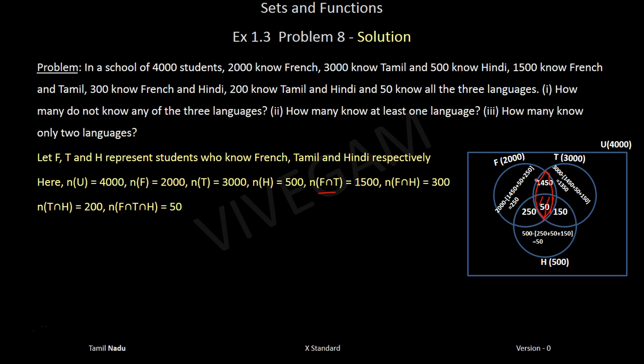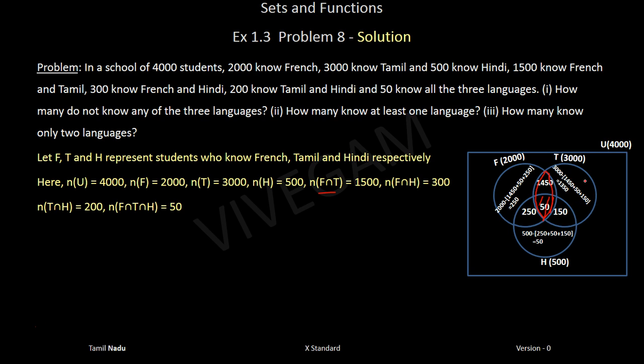Now whatever is left out are the people who know 1 language only. The total number of people who know French is 2000, out of which 1450 know French and Tamil, 50 know French, Tamil and Hindi, and 250 know French and Hindi. So you add up all these things and subtract from 2000. That will give the number of students who know only French. So that is what I've done: 2000 minus 1450 minus 50 minus 250. I've taken the minus commonly out, put all the things inside the bracket, added it up and subtracted it from 2000. You will get 250.